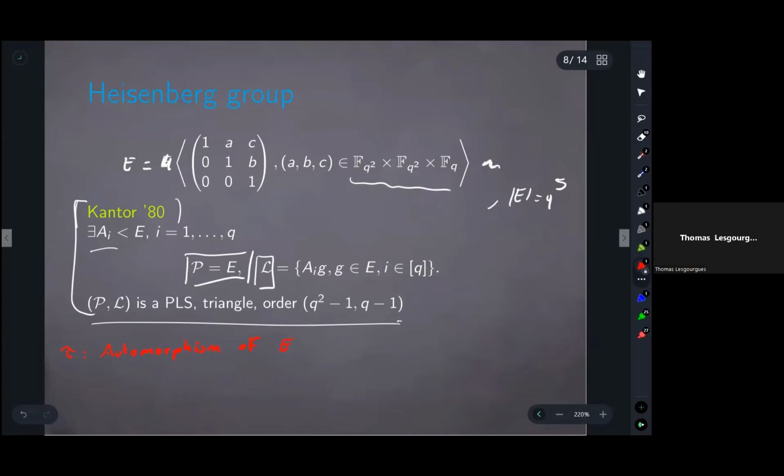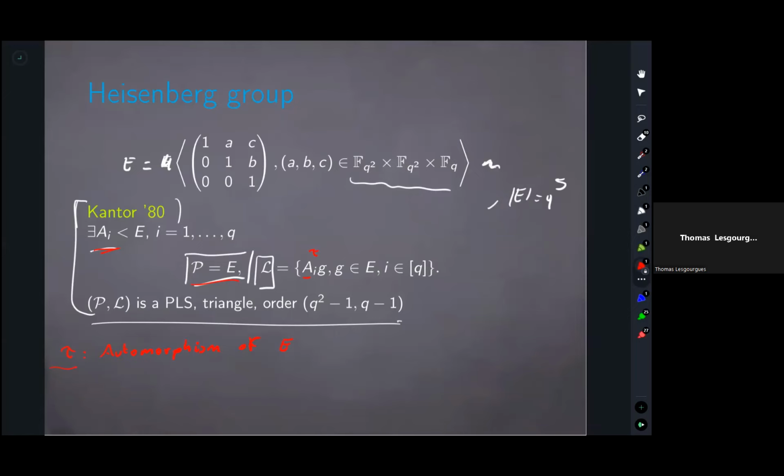Okay, and tau is going to act on each subgroup. So now what we can do when we use Cantor construction is we have the same point set, but instead of looking at the group A_i, we can look at the way tau acts on that A_i, and each time, for each automorphism, that's going to give us a new partial linear space.